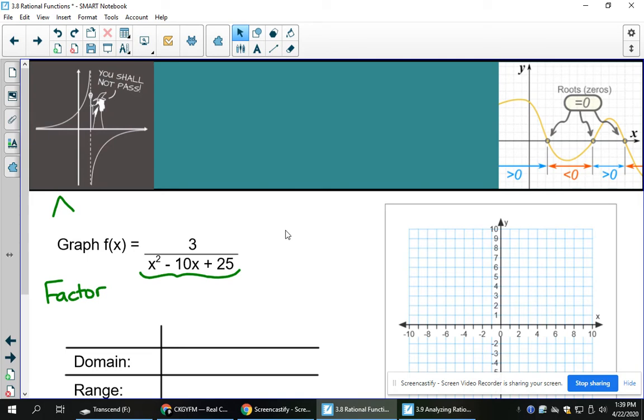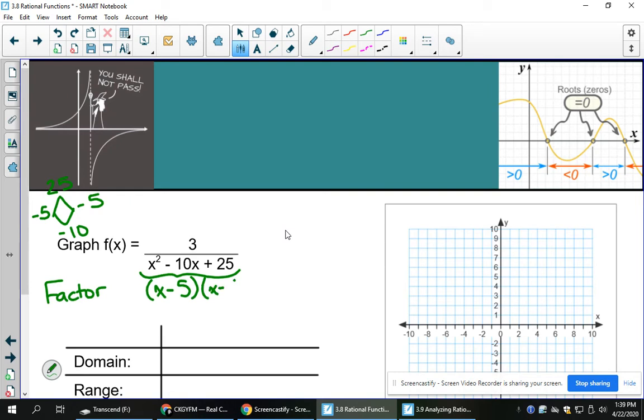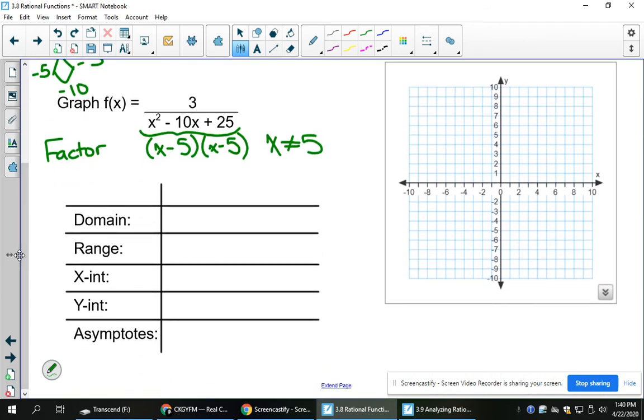Okay, I'm trying to draw my diamond here to show that I'm multiplying to 25 and adding to negative 10. So you think through all the ways that you can multiply to get 25, and which of those ways also adds to negative 10? Negative 5 times negative 5 is positive 25, and negative 5 plus negative 5 is negative 10. So now that it's factored, I can see that my NPVs are x cannot equal 5. They're both the same bracket, so they only give one NPV at 5.